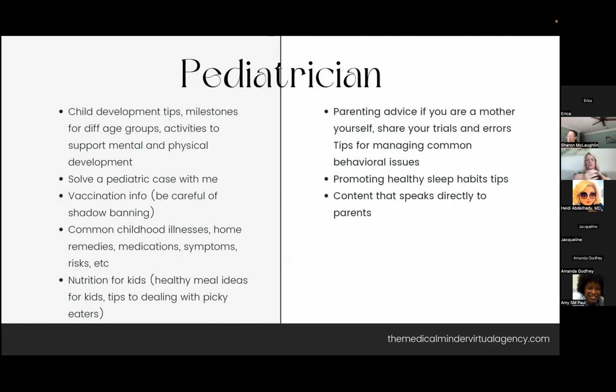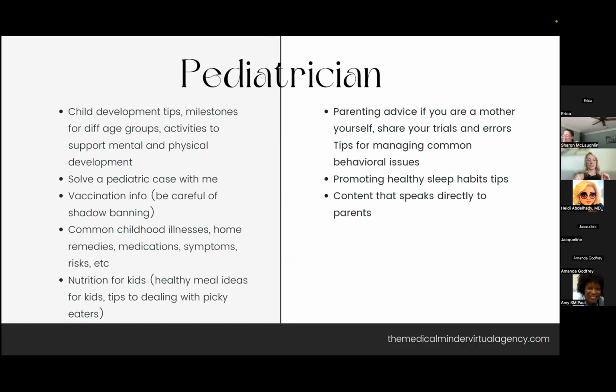Vaccination info, different vaccines that they need growing up. Once again, be careful with this specific topic because people will get shadow banned because of everything that's happened. So you just want to do a little research to see what won't get your account flagged in any way. But that is really helpful to a lot of people, knowing about the different types of vaccinations as a new parent. Common childhood illnesses, and home remedies they could do, when to go to the ER, when to go to the doctor, medications, risks.